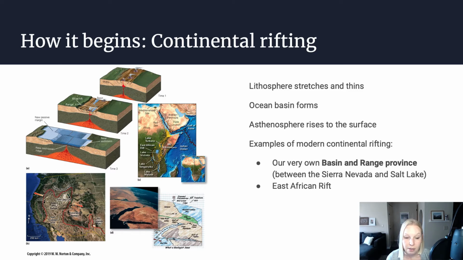Right now we have active continental rifting happening on our own continent in the Basin and Range province. Essentially, all of Nevada is being stretched apart. But if that process were to continue to happen, then ultimately Nevada and Southern California would be underwater. We also have continental rifting actively happening in East Africa. We call it the East African Rift.